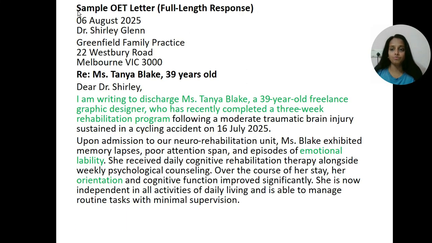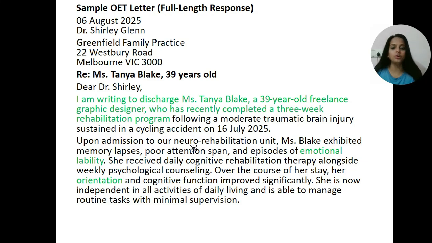Sample OET letter response. So, 6th August, you can write the date, doctor name, address, regarding Miss Tanya Blake, 39 years old. I'm writing to discharge Miss Tanya Blake, a 39-year-old freelance graphic designer who has recently completed a 3-week rehabilitation program following a moderate traumatic brain injury sustained in a cycling accident on 16th July 2025.